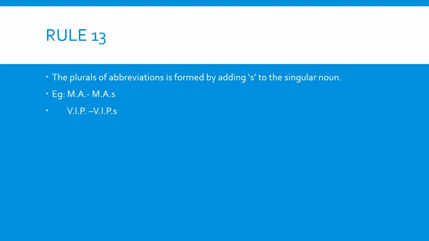Rule 13. Plurals of abbreviations is formed by adding S to the singular noun. So MA will become MAs, short for Master of Arts, MA, or VIP, short for Very Important Person. So when you want to write it in the plural form, you just add an S, a small s, VIPs.